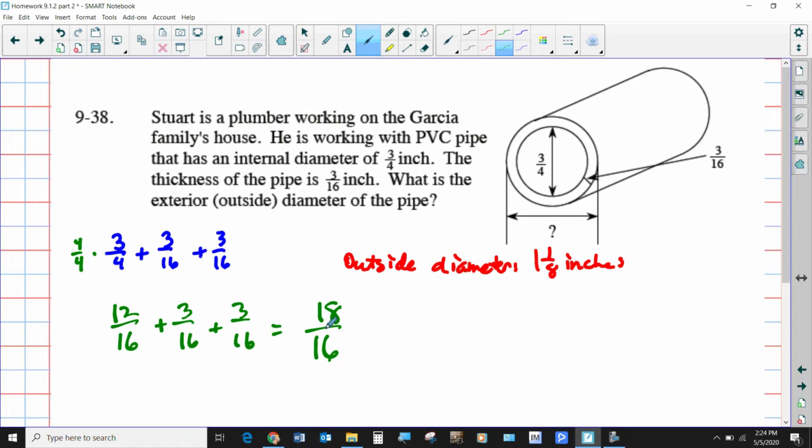18/16 inches. Well, let's change that into a mixed number. How many times does 16 go into 18? Only 1, and you've got 2/16ths left over. And then that fraction can be simplified, and that's how we get the total diameter of the outside of this PVC pipe being 1 1/8 inches.